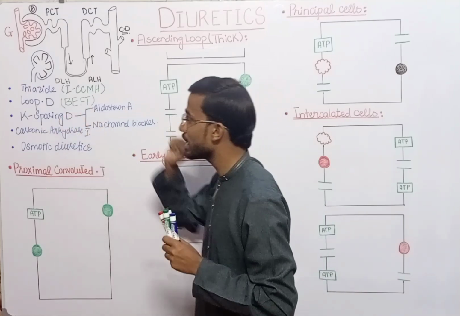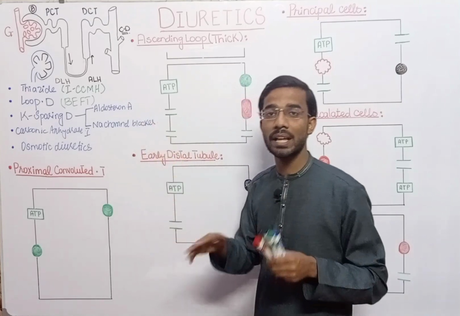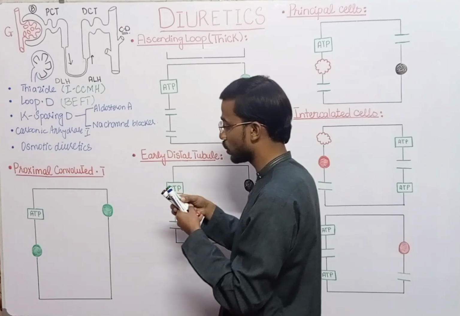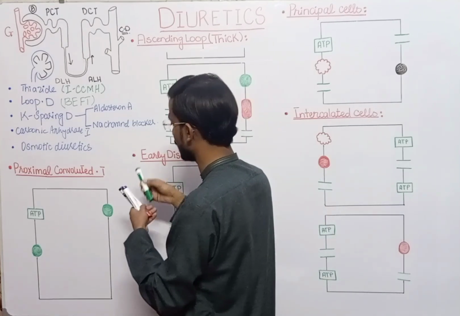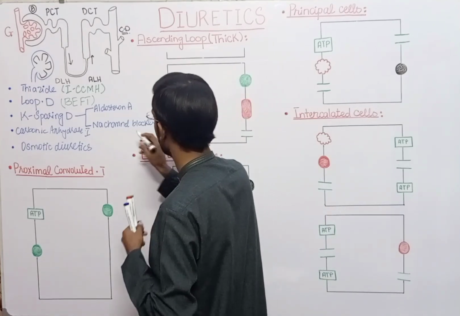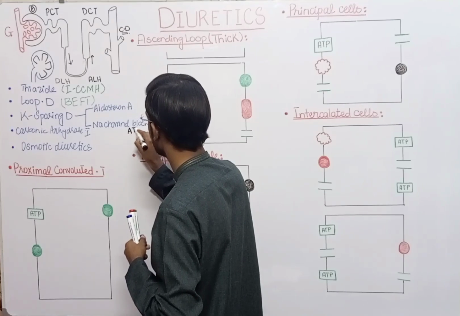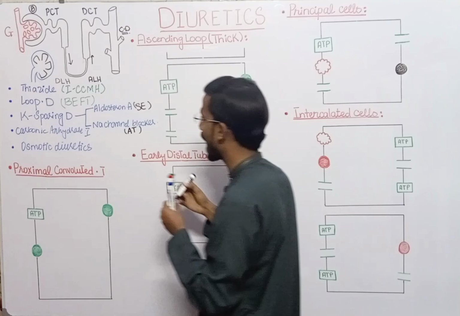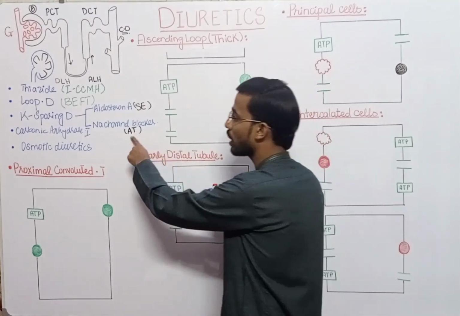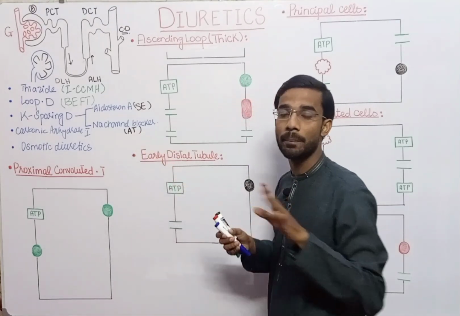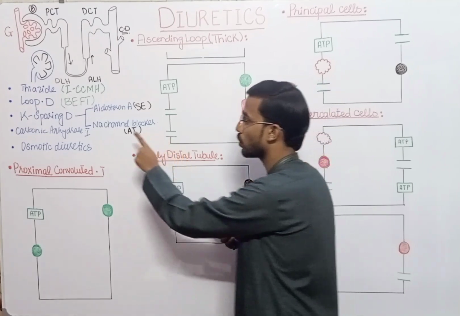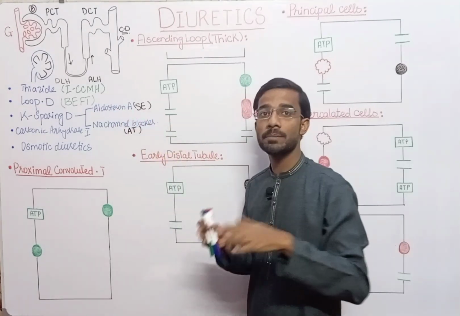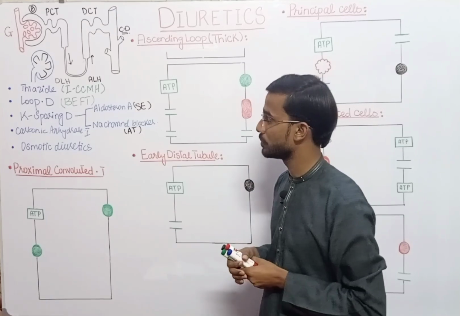Next, the potassium sparing diuretics are further categorized into the sodium channel blockers and the aldosterone antagonists. The sodium channel blockers you will remember by AT: they include amiloride and triamterene. And the aldosterone antagonists include spironolactone and eplerenone.